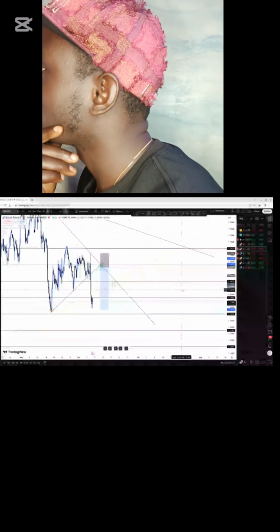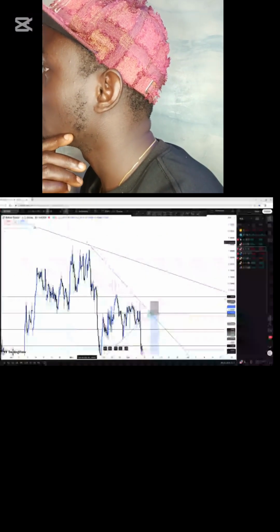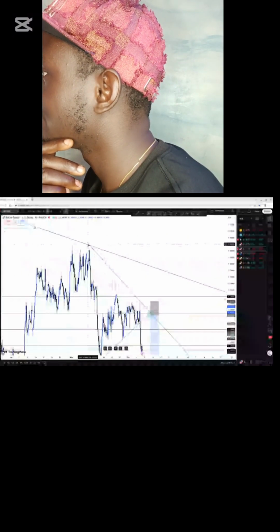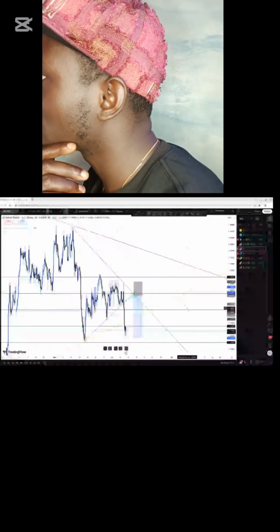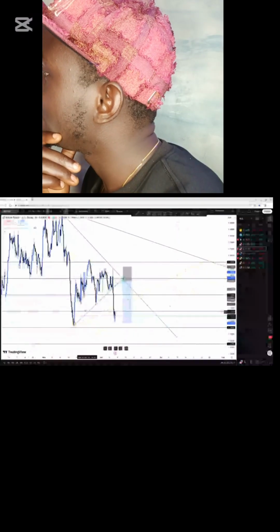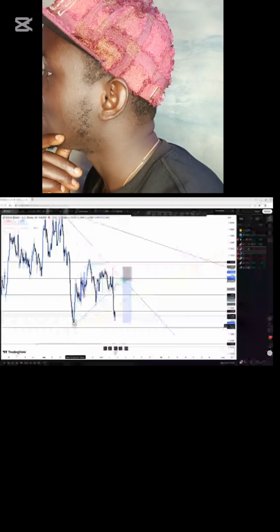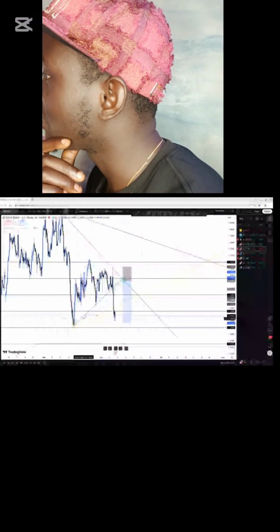You can see what I was expecting. This is the first touch here. Let me do it well. First touch, the second touch from the week. Then looking at this point, the market broke this point.